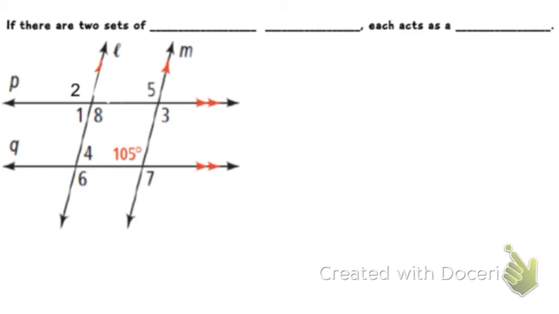So notice here, does this kind of look like a mess? Yeah, it looks like a hashtag. Okay? An octothorpe, if you will. Now, if there are two sets of parallel lines, each one acts as a transversal. This is what Kenny was asking about the other day. And I said, we're going to get into that. So I love that you were asking about it, though.